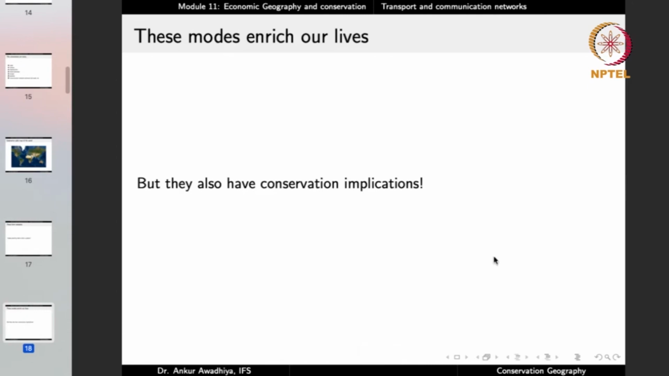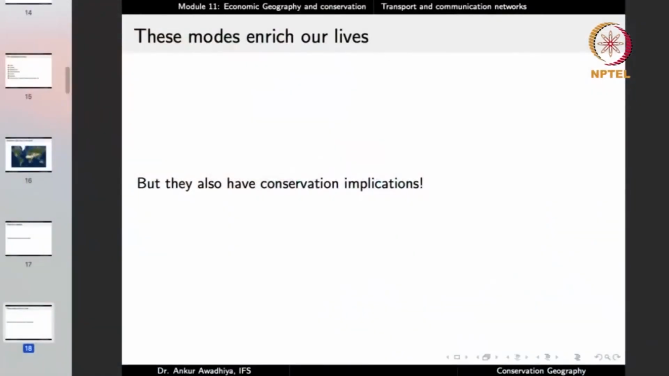And these modes enrich our lives. They enable the movement of people, so you can reach different places on this planet through these modes of transport. They enable the movement of goods, which means that you can have access to things that are being produced in different parts of the world. They enable trade, especially world trade. So different countries are able to do exports and imports because we have these modes of transport. They enable goods to move within a country, especially through things like roads and railways and inland waterways.